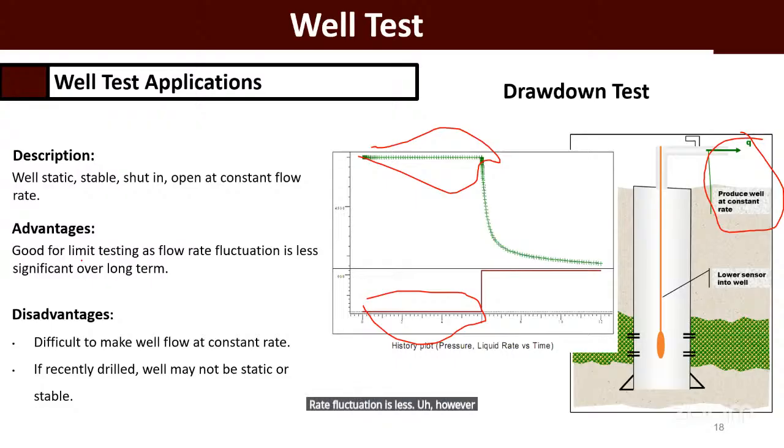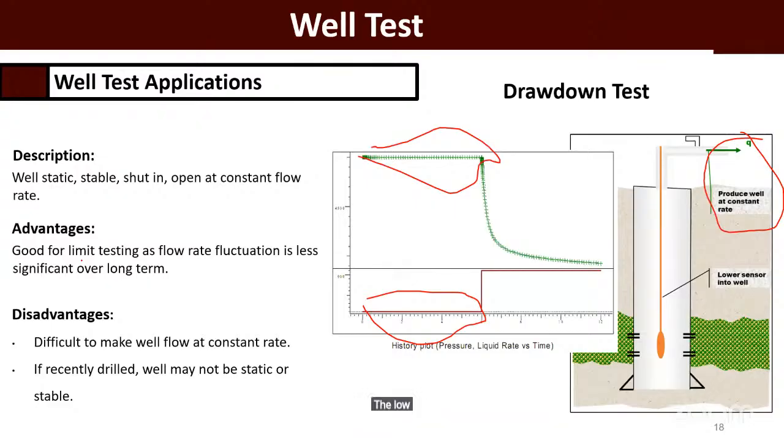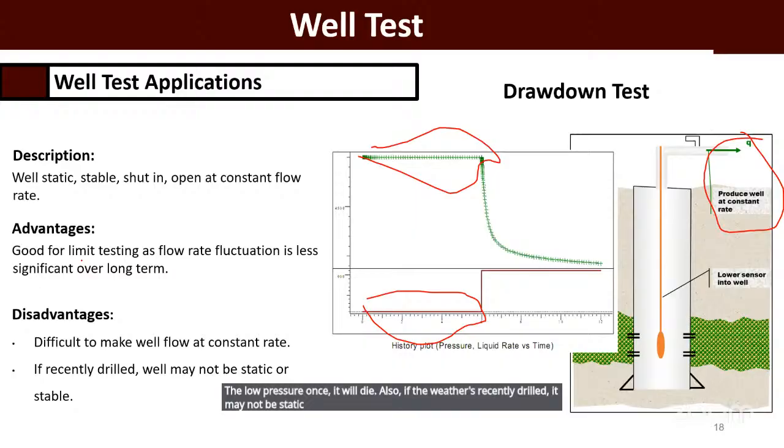However, we have some disadvantages because it's very difficult to make the well produce at a constant rate, especially for low pressure wells. It will die. Also, if the well is recently drilled, it may not be static because it could have some flash production prior to the opening of the well.